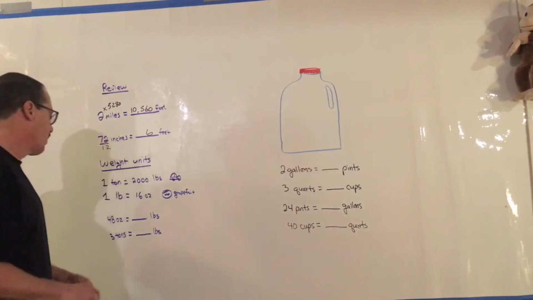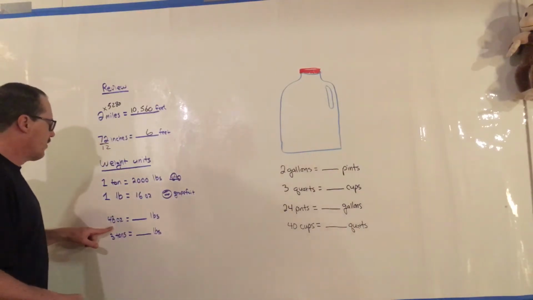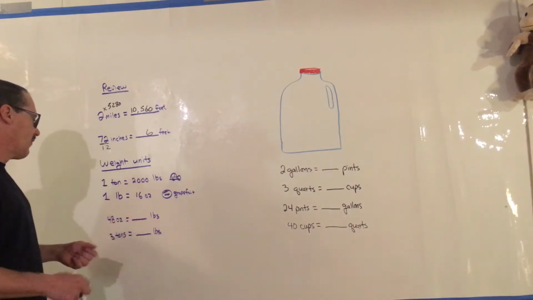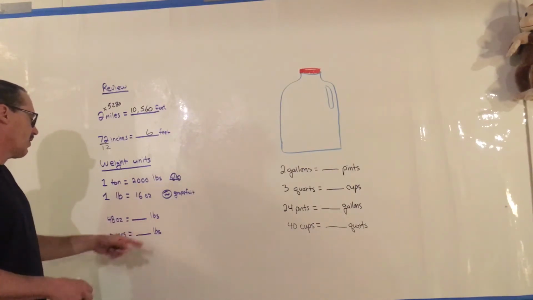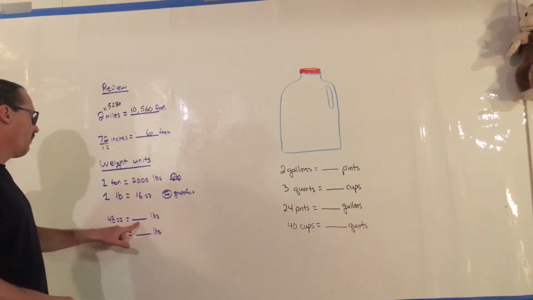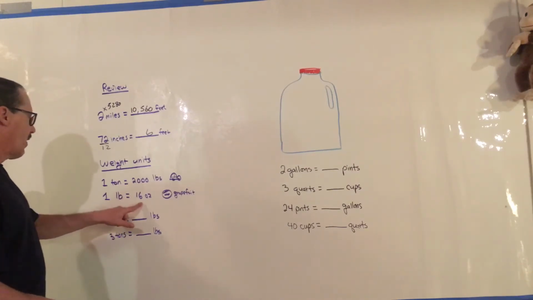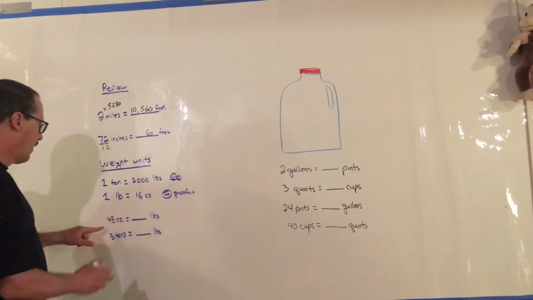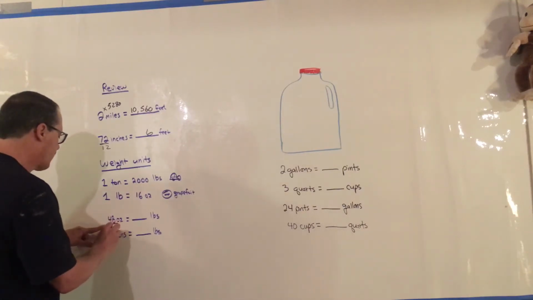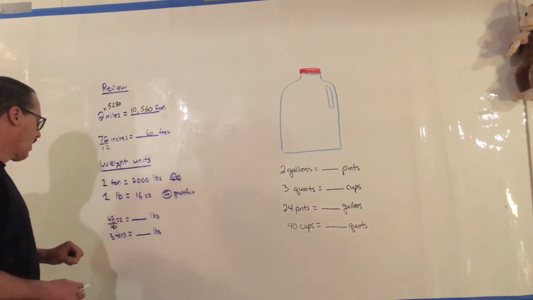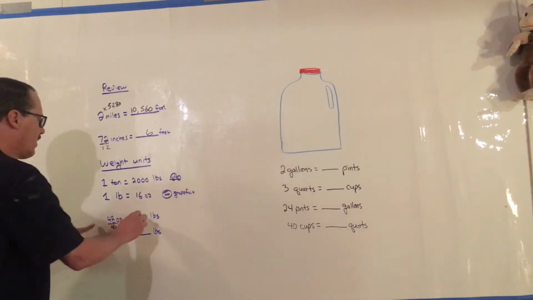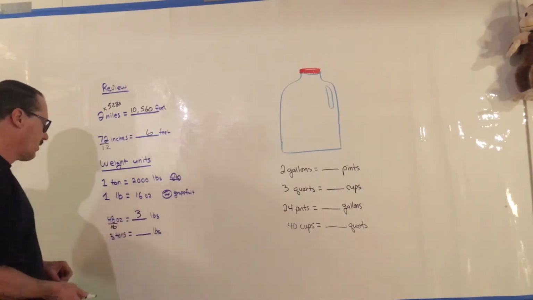Alrighty, so let's do a little bit of work with that. So I have 48 ounces equals how many pounds? Well, the first thing I know is pounds is a bigger unit, so this number is going to be smaller. In order to get a smaller number, I'm going to divide by, it says 16 ounces in 1 pound. So I'm going to divide by 16. Okay, and 48 divided by 16 is 3 pounds, and I'm done.